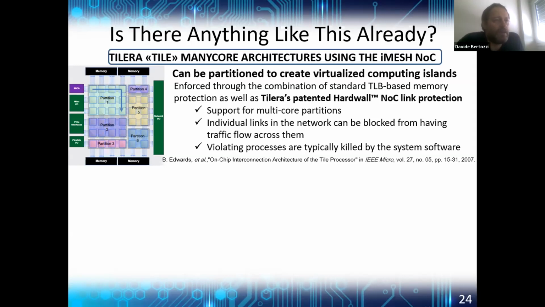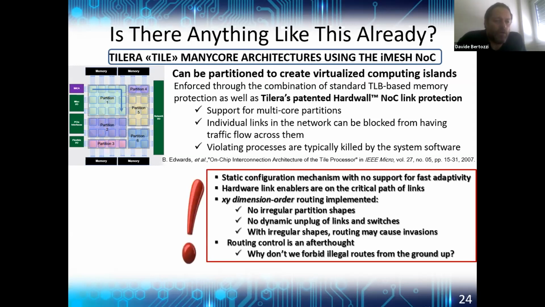So if some malicious entity tries to inject traffic from one partition to another partition through a forbidden link, this will be immediately detected by the system, especially by the hardware, which will notify the host operating system, and this is going to kill the violating process. So this is already a first example of hardware support for partitioning.